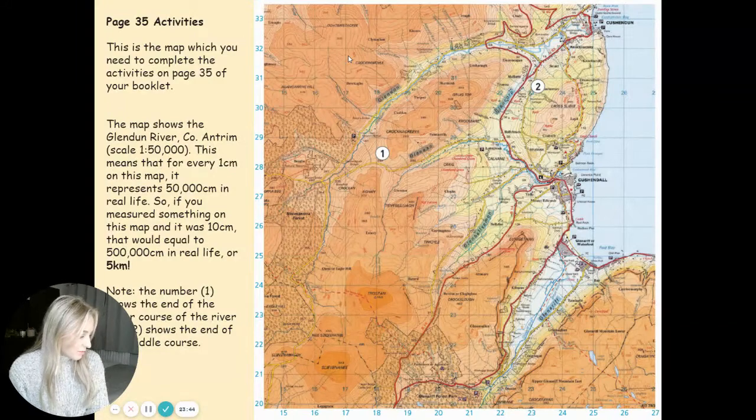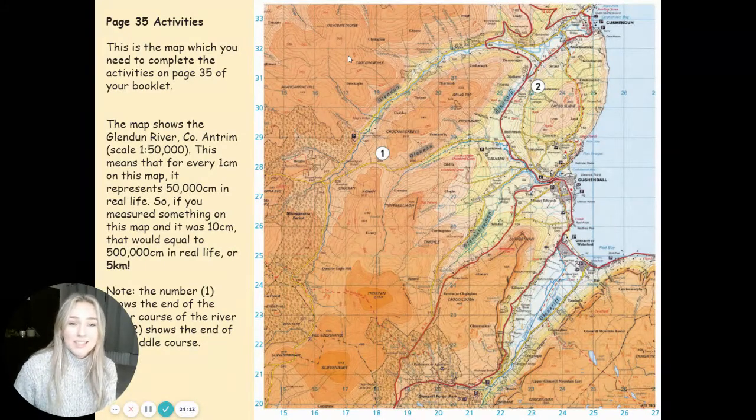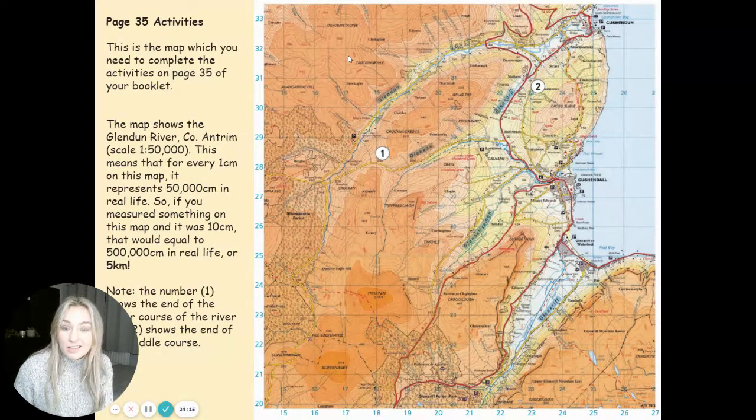Okay, question 5. Why would much of the land in this area be of limited use just to farmers? How could farmers make best use of this land? Now, this is requiring you to look at the whole picture, the whole map, and what colour makes up the majority of that map? It's orange. Orange on this map is basically agricultural rural land. It's steep, it's hilly, it's fields.